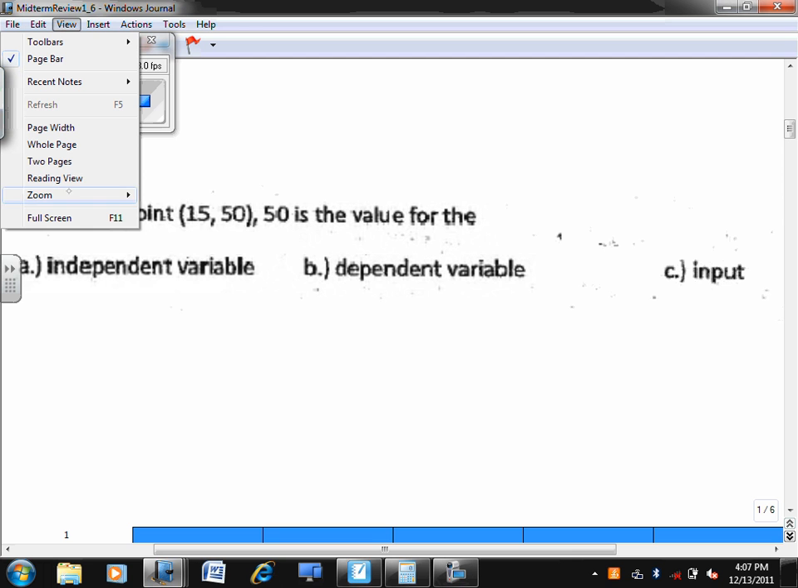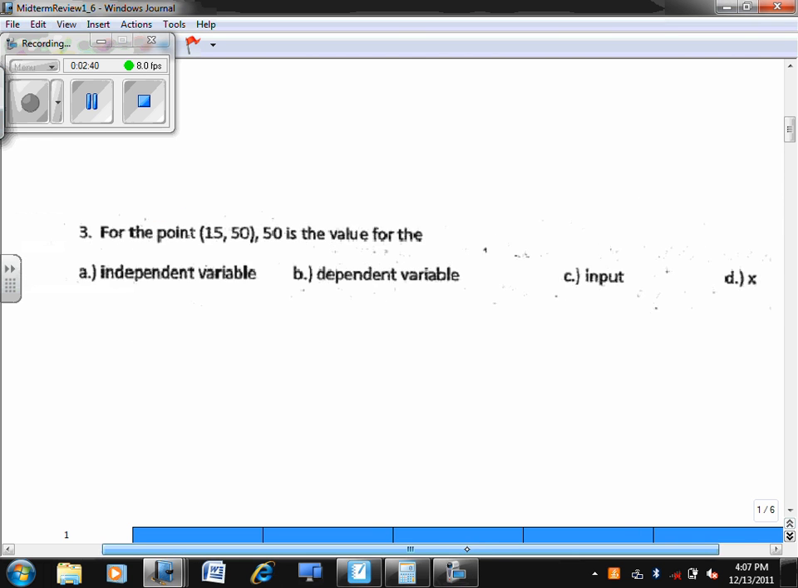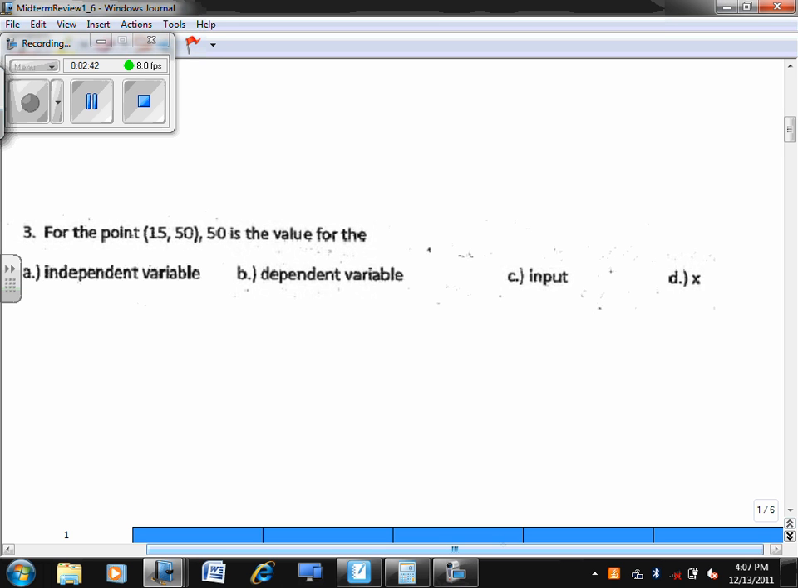Problem number 3 asks us, for the point (15, 50), 50 is the value for the A, independent variable, B, dependent variable, C, input, or D, x. Well, let's look at this. This is a point. We know that every point has an x and a y. Our 50 is going to be our y. You can look right here. 50 is the y. So we know it's not D.